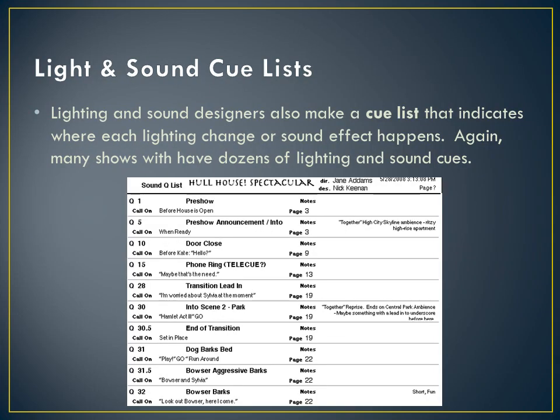For both the lighting and the sound designer, there are cue lists. These list any time a lighting change happens or a sound effect happens, along with what the cue is called on. That is, the actual line that the character says or physical action that the character does that then triggers that cue. And again, many shows will have dozens of lighting or sound cues, and some big shows may have hundreds of them. Big, complicated Broadway shows and touring shows will literally have hundreds of sound cues and light cues which need to be figured out and created on these cue lists beforehand.